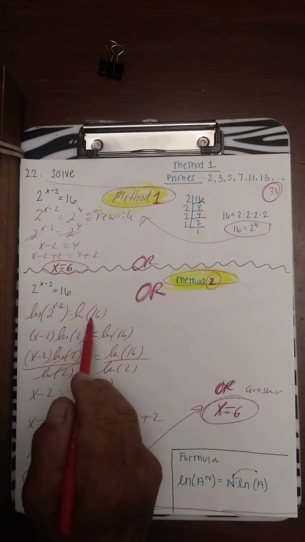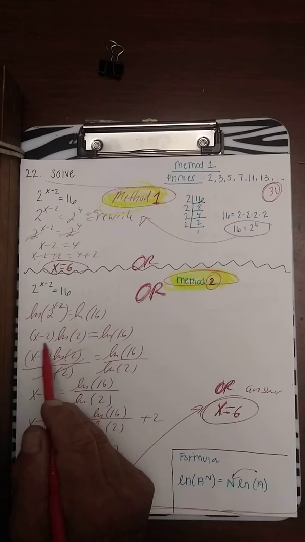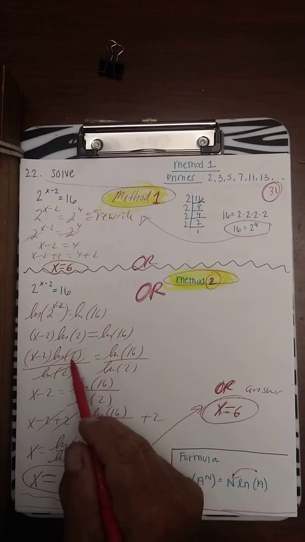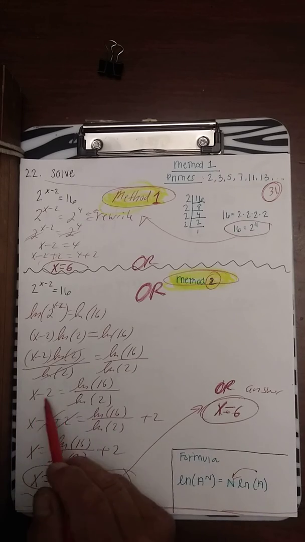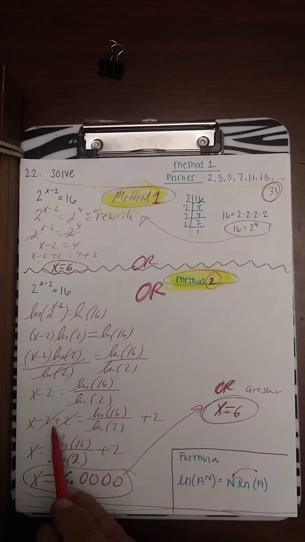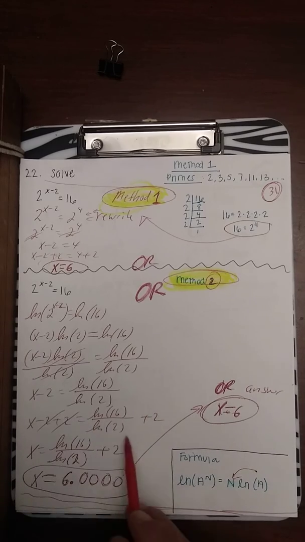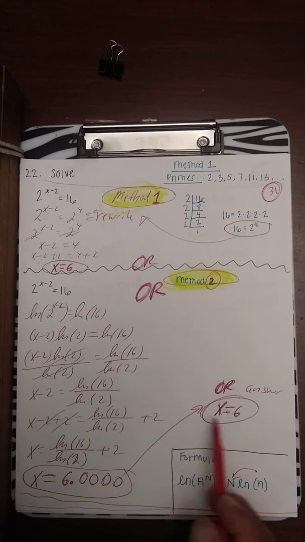Take the log of both sides. Bring the power to the front, x minus 2 times log of 2. Divide by log of 2, ln of 2. So now we have this left over. Add 2, these are gone. So put this in your calculator. You're going to get 6.000, or 6.